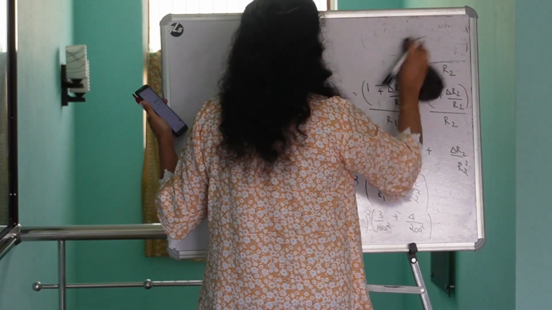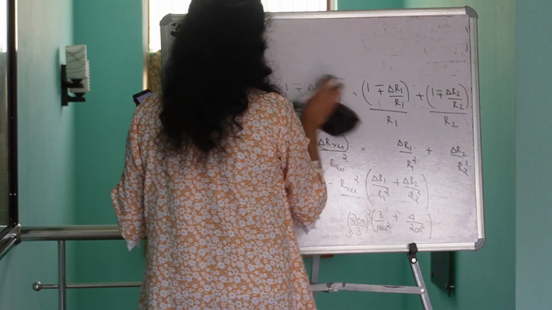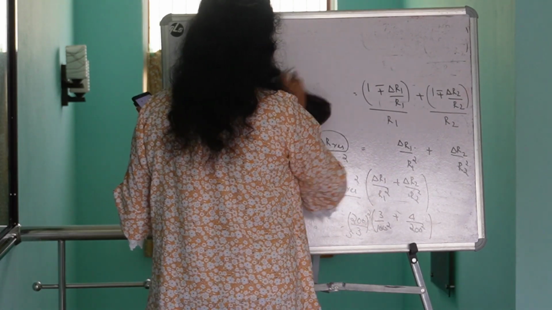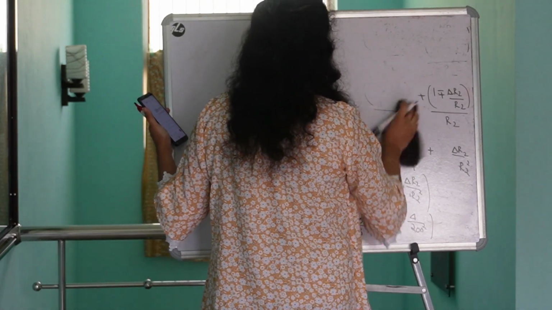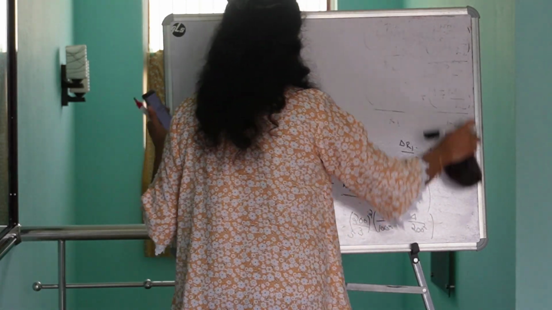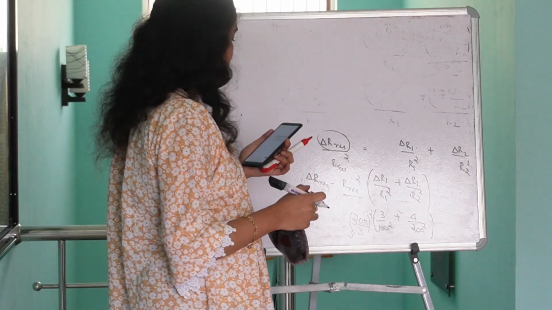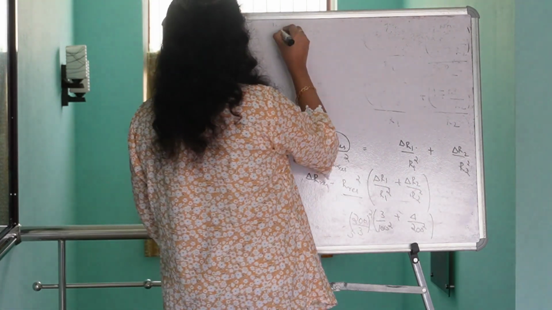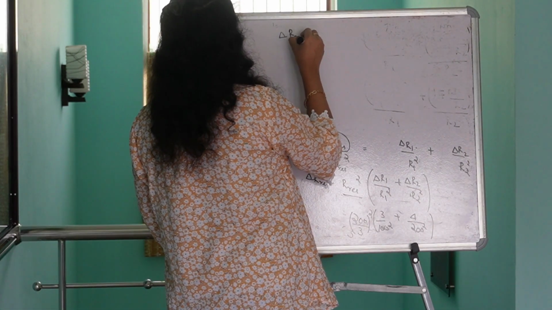The second case is actually a very lengthy one, isn't it? Yes. It seems to be difficult, but once you understand it, it's very easy. It's not as difficult as it seems. So here we have to find del R resultant value.